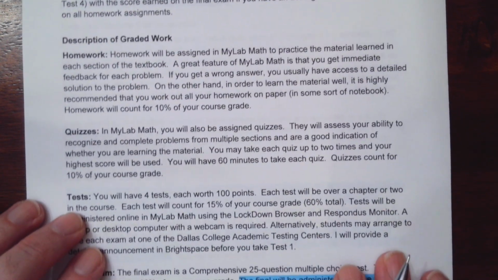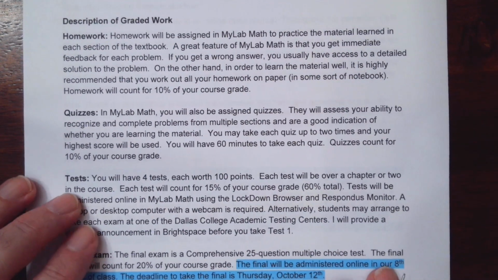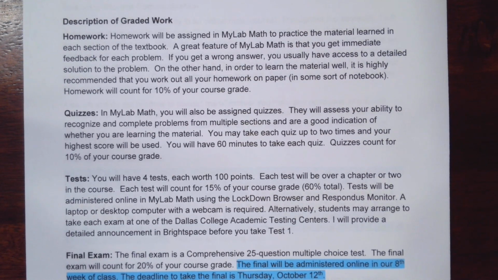All right, let's talk about description of graded work. For homework, it's nice that when you're doing problems in My Math Lab, you get immediate feedback whether your answer is right or wrong. Normally you get 3 chances when you do a problem, and there's all sorts of help buttons. There's videos and things like that. You can email your instructor if you have a question.